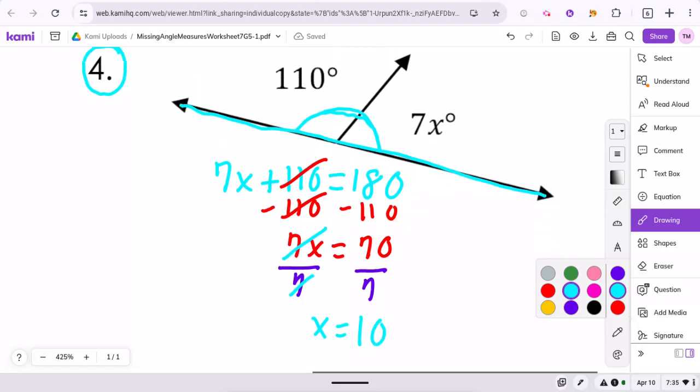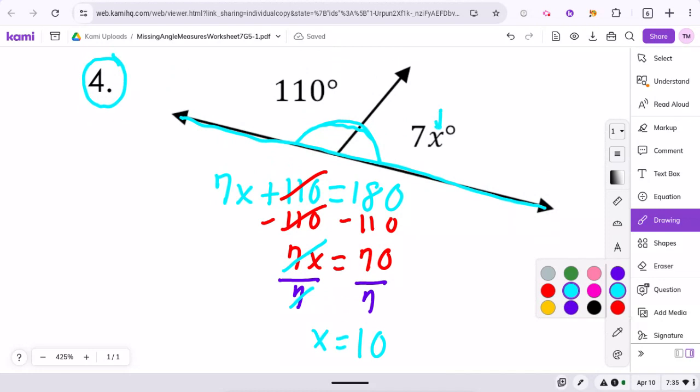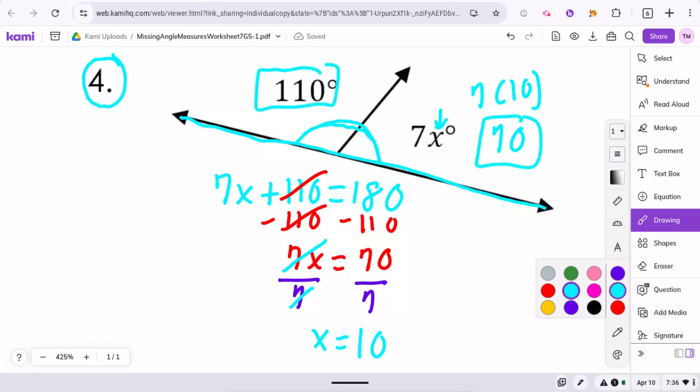So you can plug that back in up here. X is 10, so 7 times 10, 70. So this is 70. That's 110.